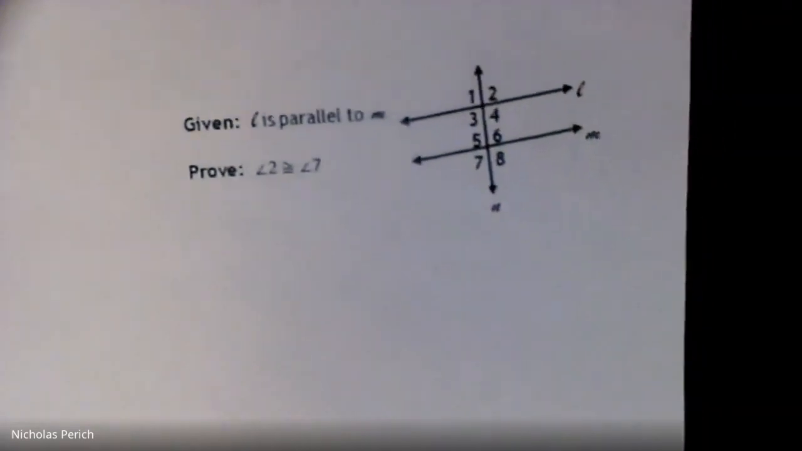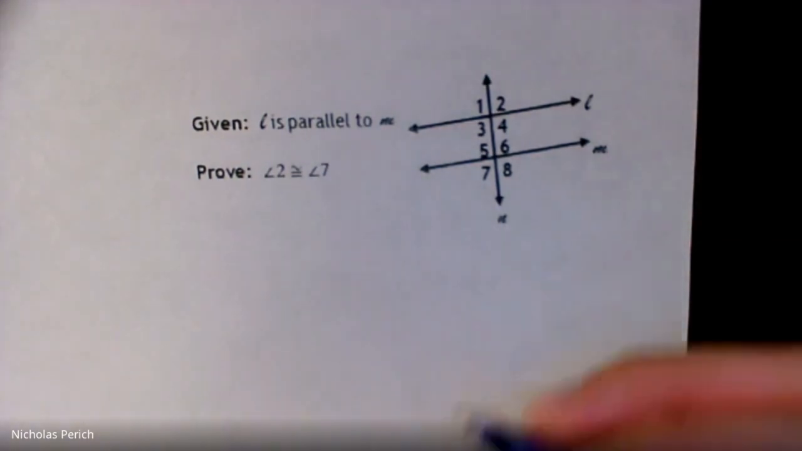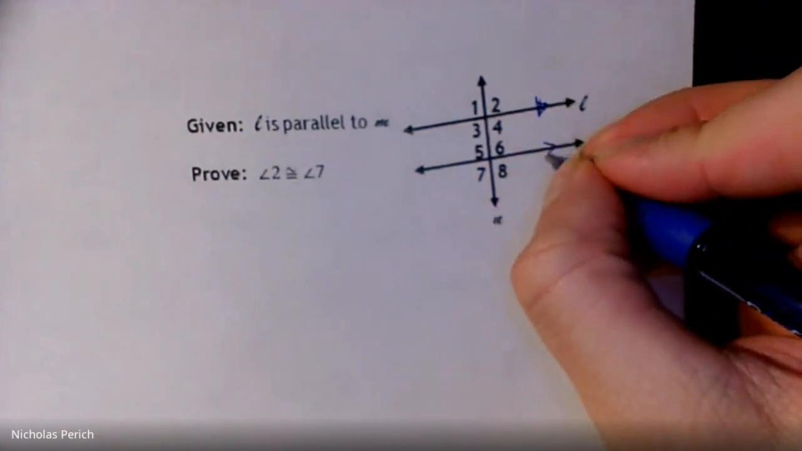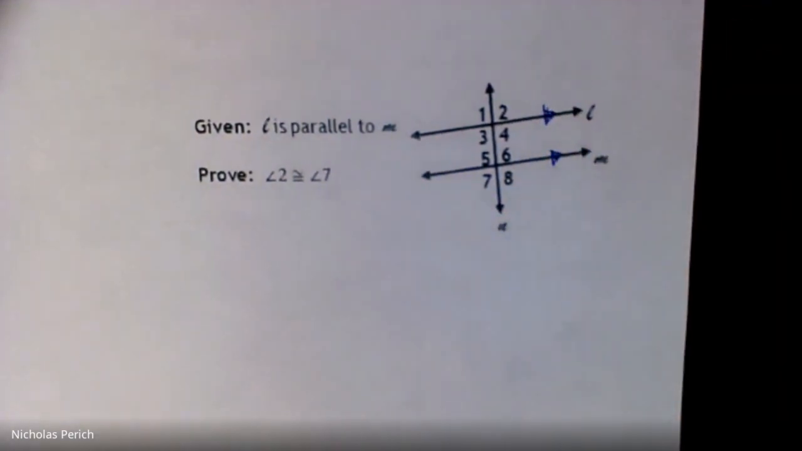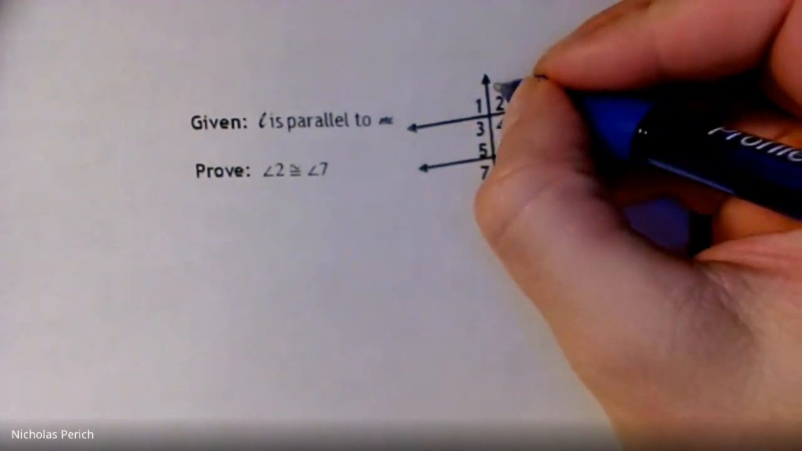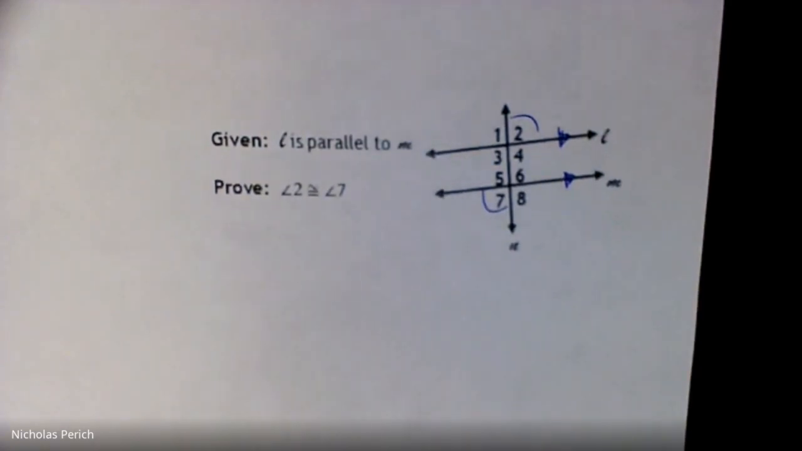Another proof, so I don't need to have all that space for proofs. Given L is parallel to M, so let me draw my triangles. Prove 2 is congruent to 7. This is going to be the easiest proof I think we've ever done. And it might be 2 steps.